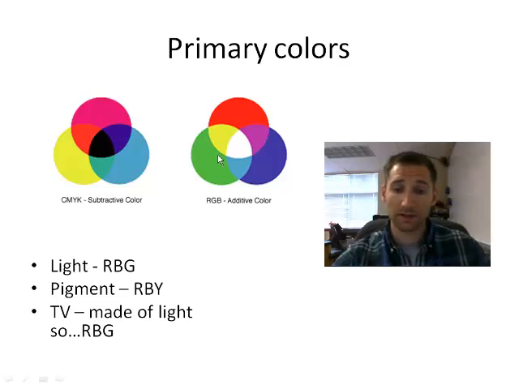Primary colors of light, red, green, and blue. Primary colors of pigment, cyan, magenta, and yellow. Your TV is made up of light, so it is green, red, and blue primary colors.